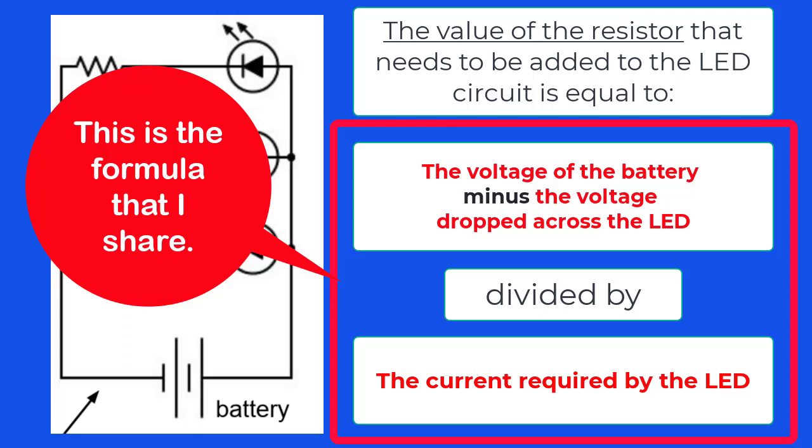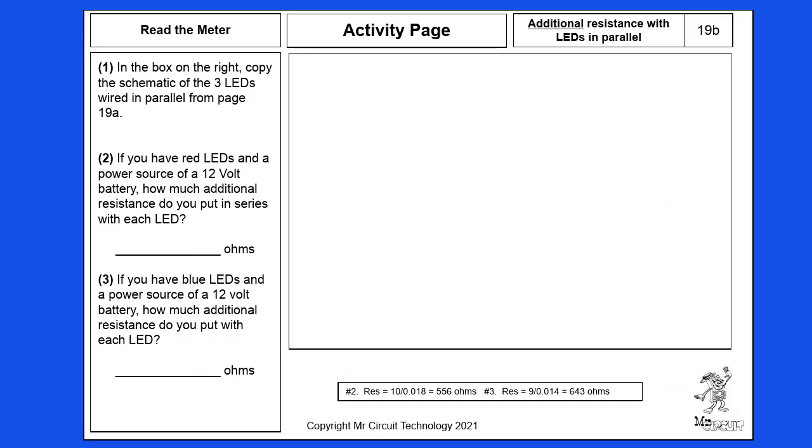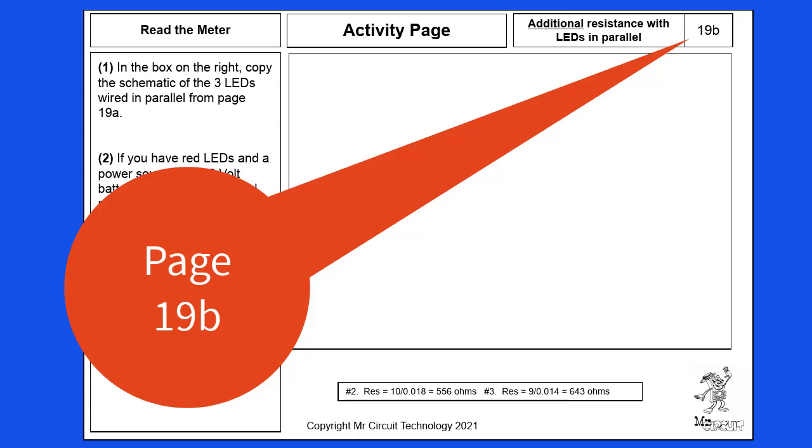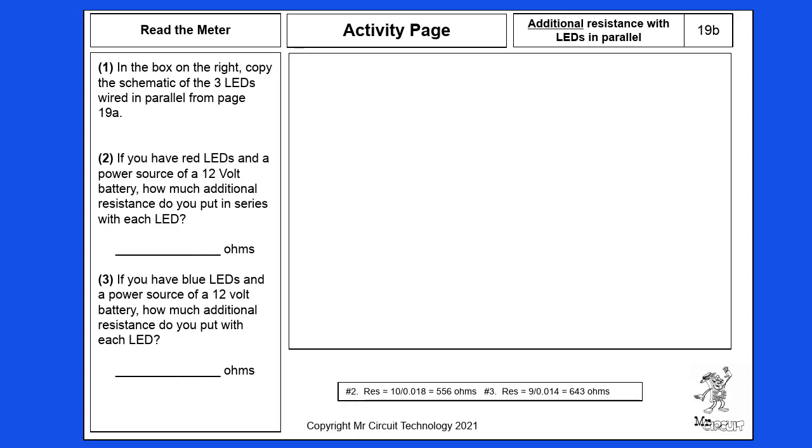If you need to, you can repeat any of these videos in the lab as many times as needed. When you're ready to complete this lesson, go to the questions on page 19B in the lab manual and answer them. When you've done that, you're ready to go on to Lesson 20.